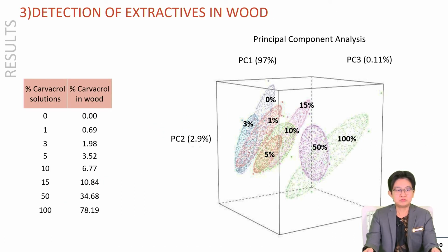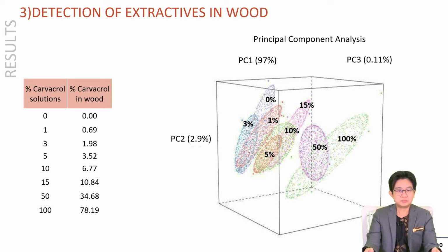Then we tried to detect whether the extractive can also be present inside the wood. So we did the chemometric analysis and produced the principal component analysis. Based on this table, the percentage of carvacrol solution that we applied inside the wood is much smaller when we put it inside the timbers.